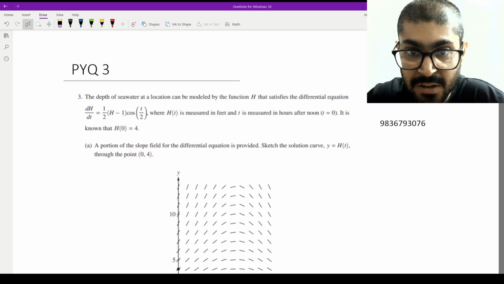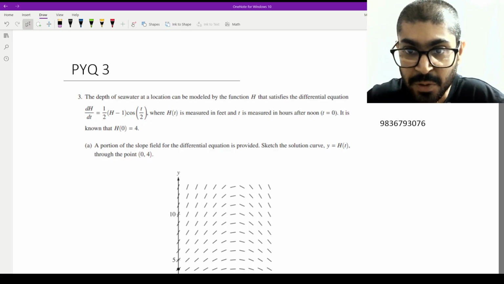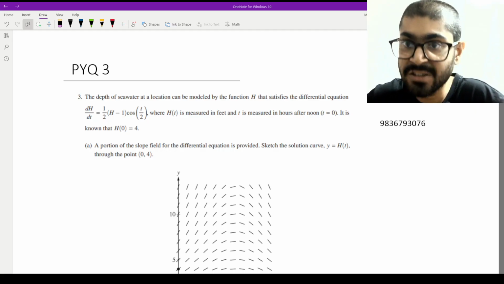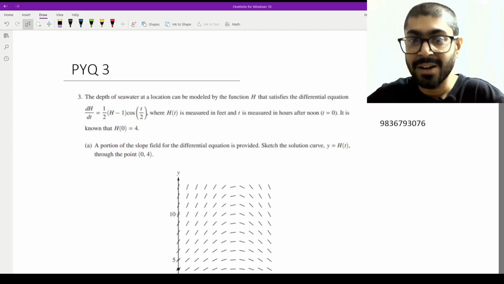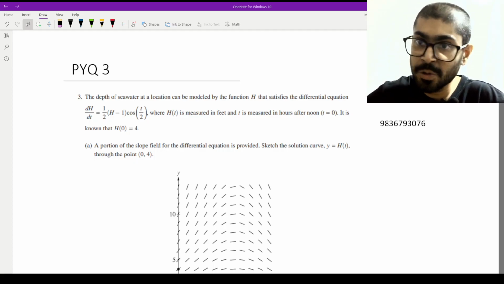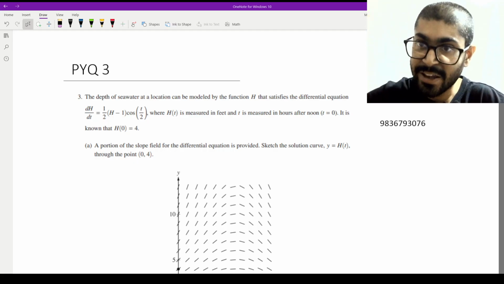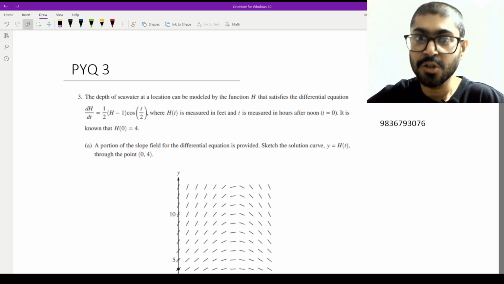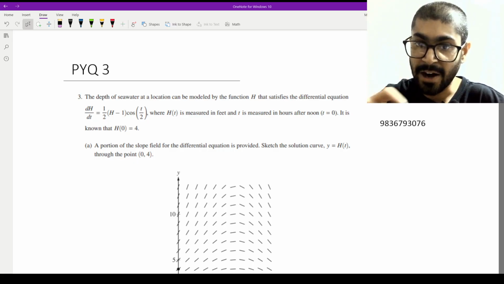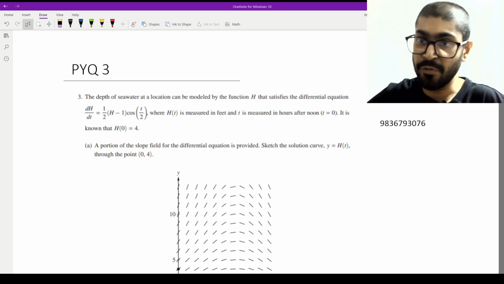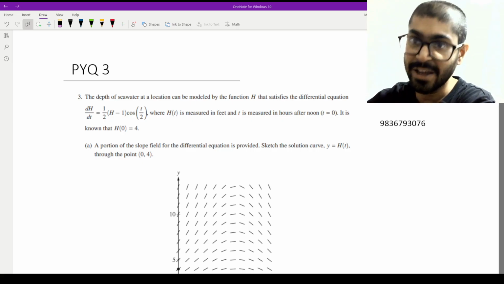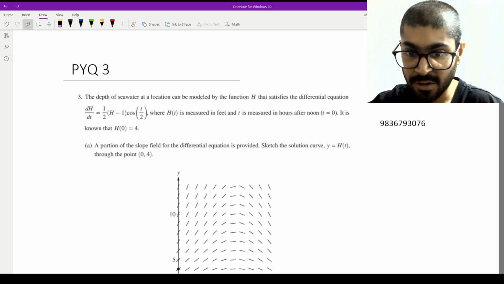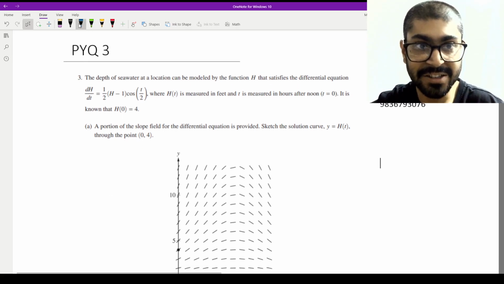A portion of the slope field of the differential equation is provided. Sketch the solution curve y equal to h(t) through the point (0, 4). So (0, 4) is a point on the y axis, and you would have to sketch the solution curve. Now the response sheet to this question contains this image on that page. The only thing you need to do is to start at (0, 4) and follow the slope field. I will not be copying the entire diagram, I will just be marking it on the diagram itself, because that portion of the diagram will be there on the page for the response. So you will have the same advantages that I have right now.